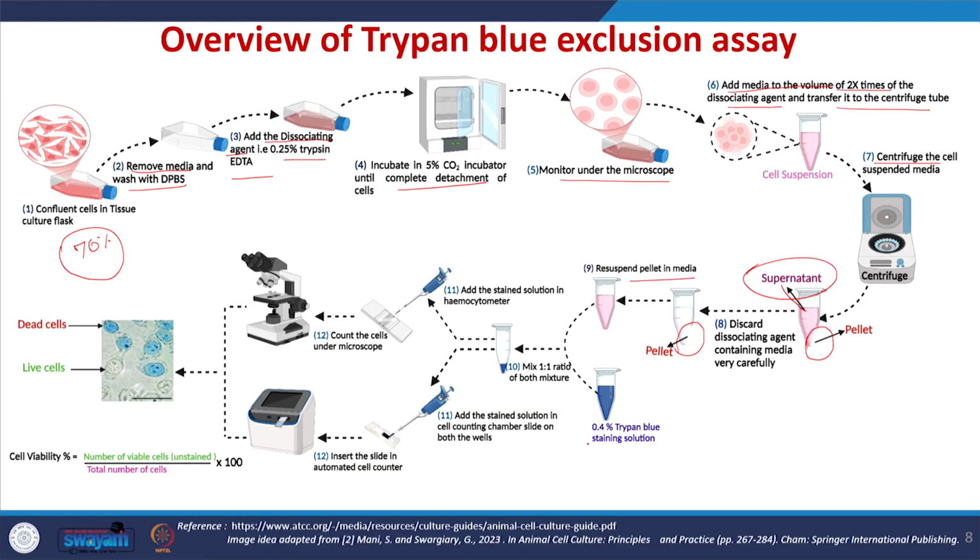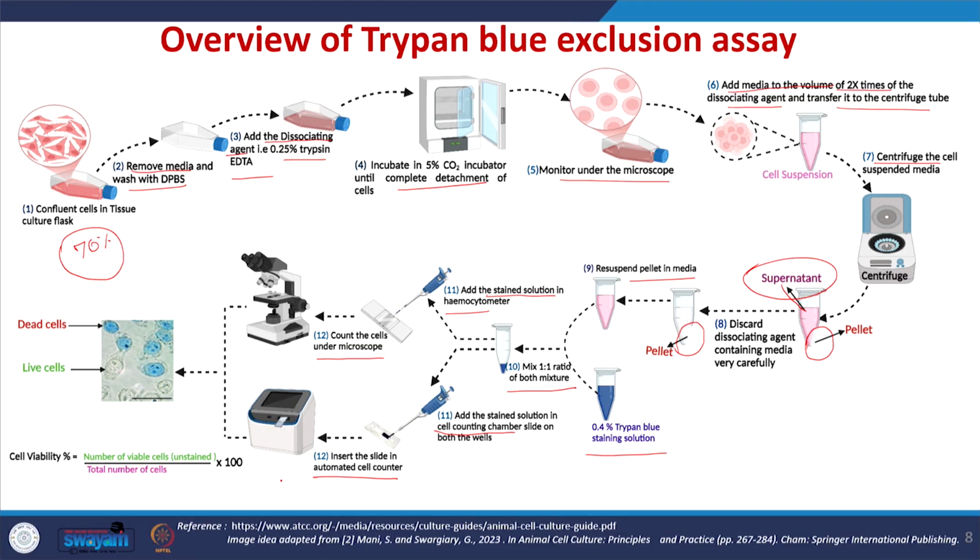Then we have to add 0.4% of trypan blue staining solution in a ratio of 1:1. Once it is mixed, add the stained solution in a hemocytometer and the cells can be counted under the microscope. Or if we have an automated cell counter, we can take the cell counting chamber slide, add the stained solution and insert the slide in the automated cell counter.